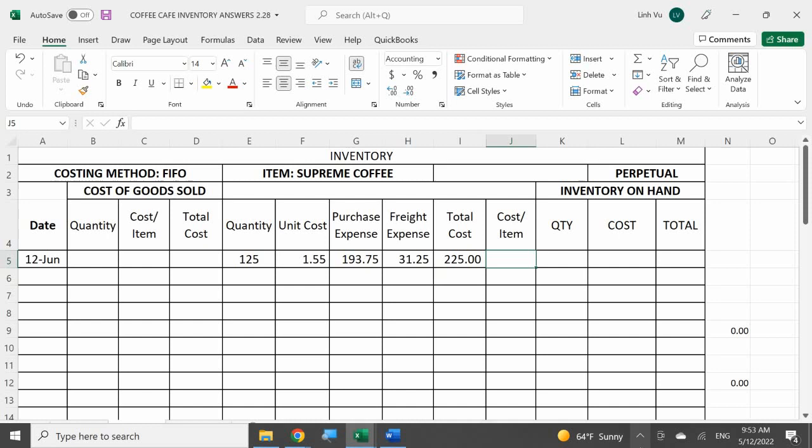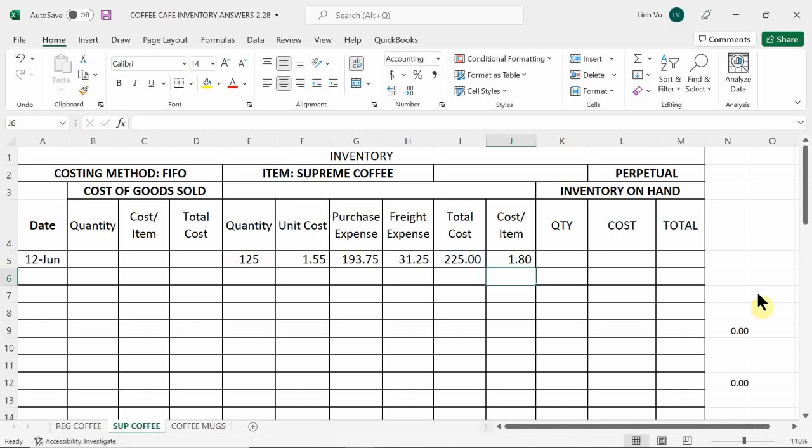So in this case, we have $225. What is my cost per item for this batch of inventory? If it's $225 and I have 125 pounds, what is my cost per item? $1.80. So once again, I need to carry this value over into my inventory worksheet.